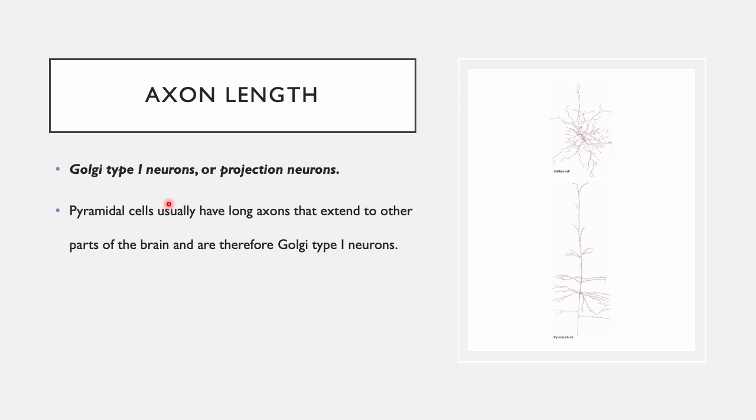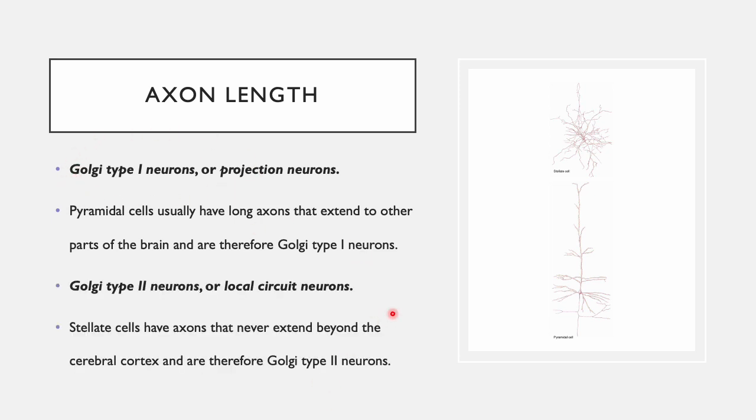So as I said, Golgi type 1 and 2 neurons refer to the length of the axon. And so in these two pictures, first we're going to look at the pyramidal neuron. Pyramidal neurons are commonly found in the cerebral cortex and the hippocampus, and they usually have very long axons that can extend to other parts of the brain. It makes sense that neurons in the hippocampus would need to extend to the cortex, as this is a key pathway for processing memory. So, pyramidal cells usually have long axons that are known as Golgi type 1 neurons.